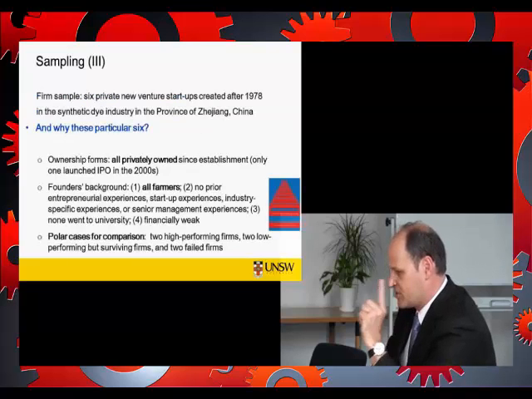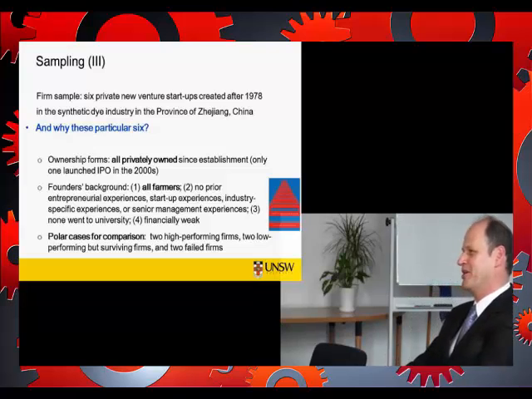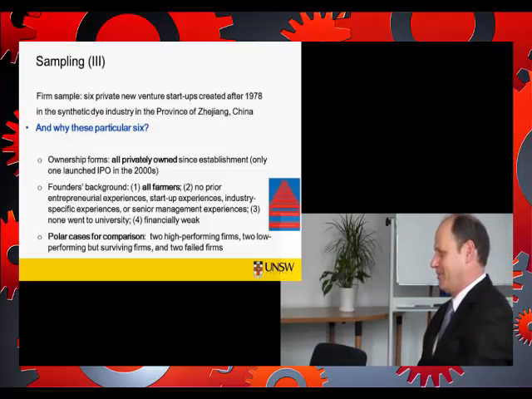Now, ownership forms. They're all privately owned since establishment. One firm actually launched an IPO on the stock market in 2000s. Founder backgrounds, they were all farmers. And for those of you who have never done work in China, you say, all farmers, come on, you must be kidding. How can they start a dye company?